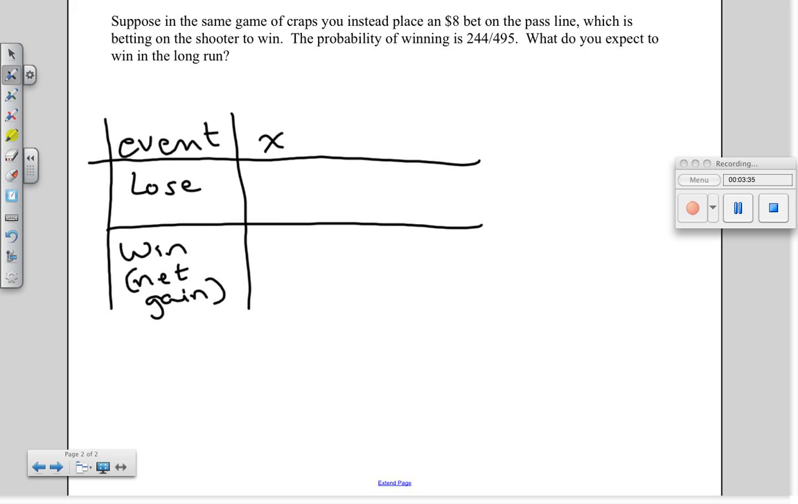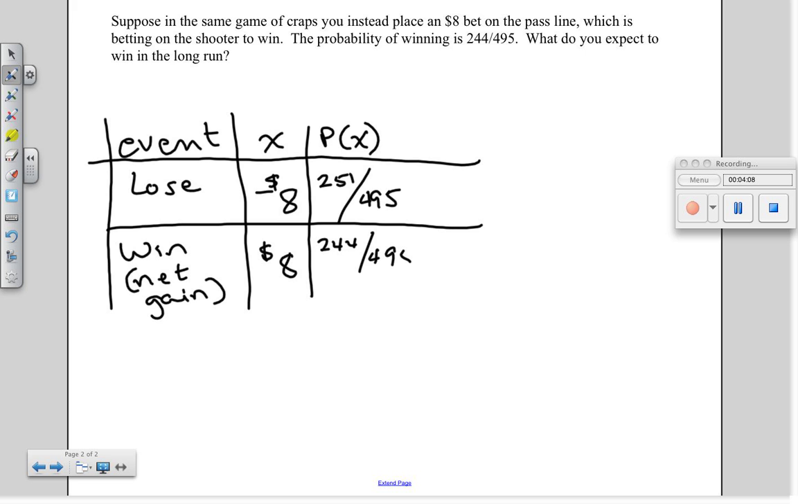Your winnings, if you lose, you lose the $8 you bet. So again, it's negative because it's going away from you. And if you win, you gain $8. You get the $8 back, but you gain another $8. The probability of each of those winnings, the probability of losing is 251 to 495. The probability of winning is 244 to 495.